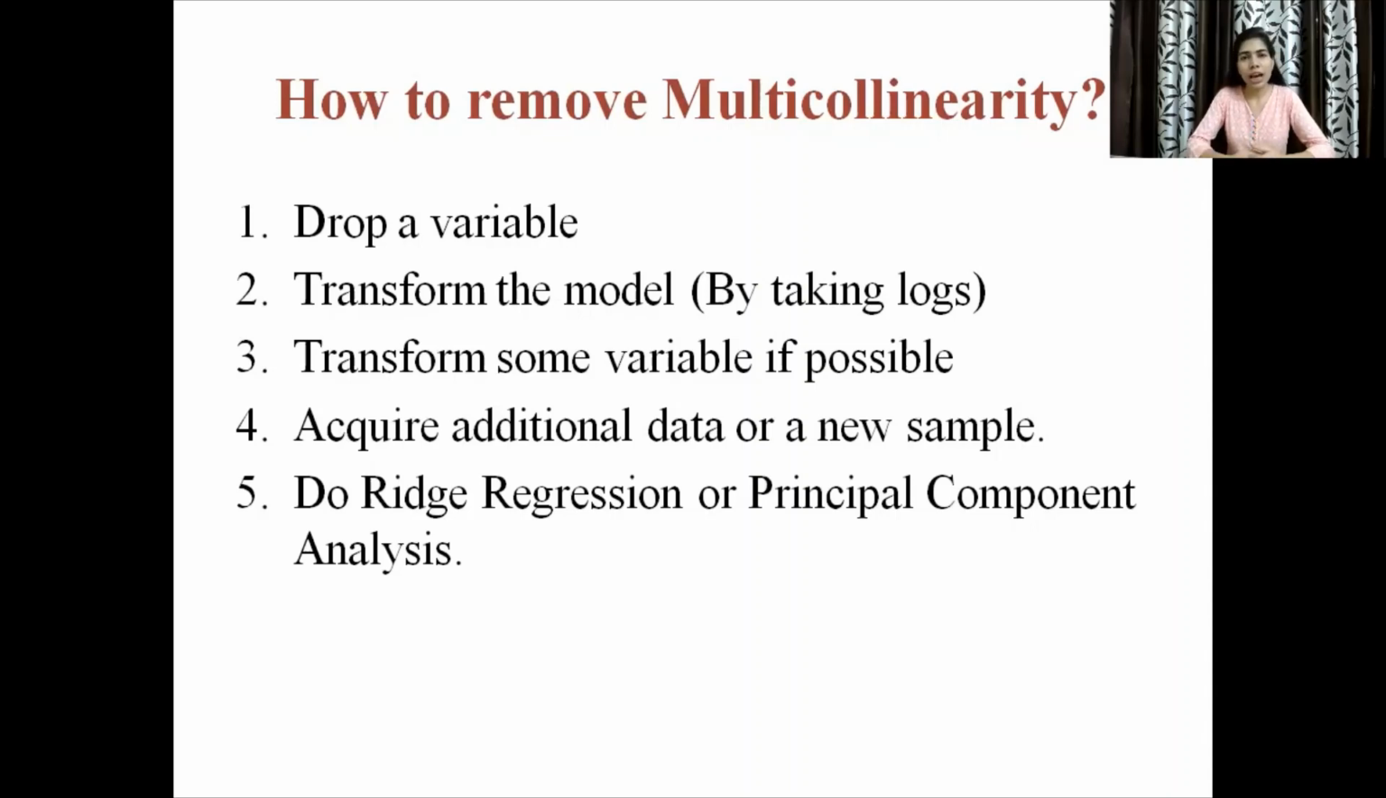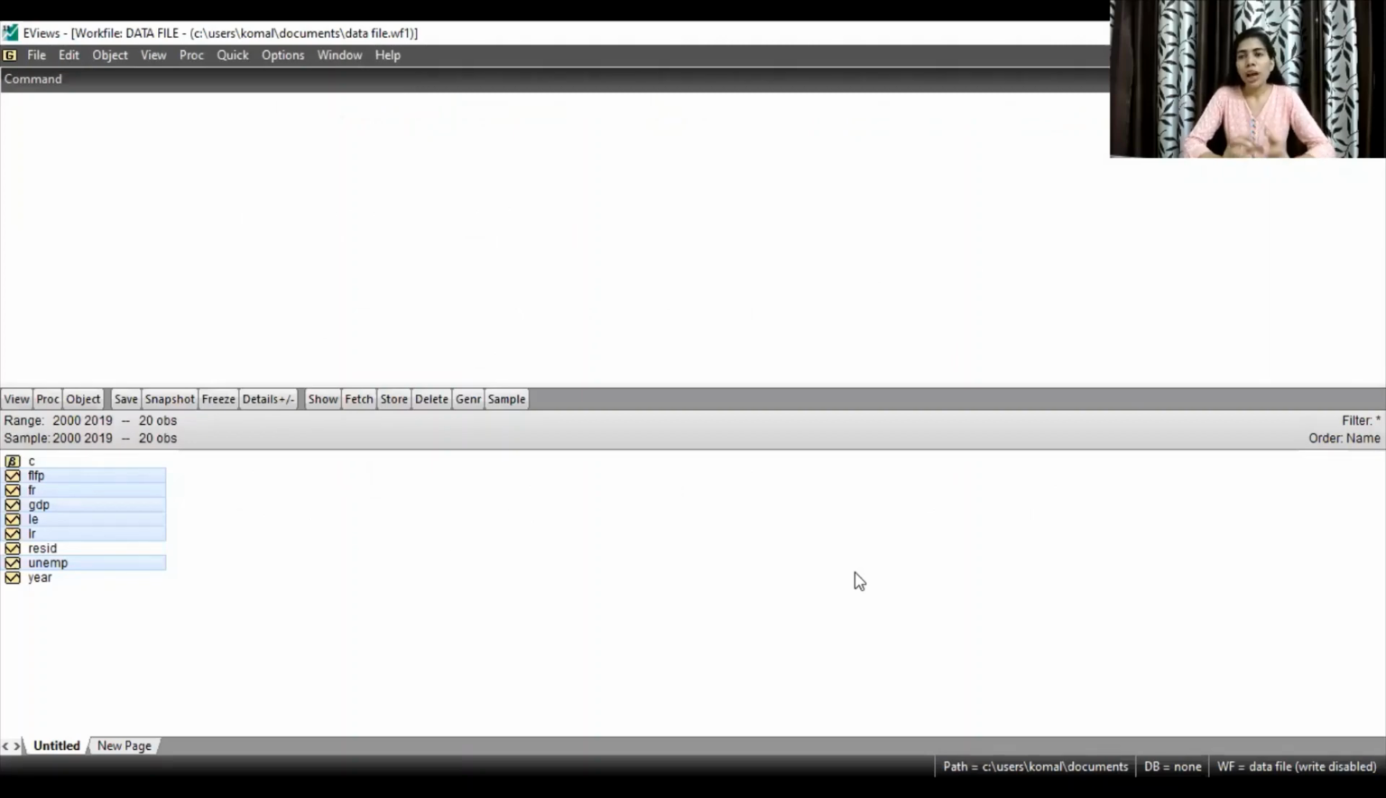So now let's have a look how we can detect multicollinearity in EViews and how to solve the problem of multicollinearity. So this is my EViews file. Okay. So I will be using two methods. The first one is correlation. If there is a high degree of correlation between two independent variables, then there is a presence of multicollinearity.